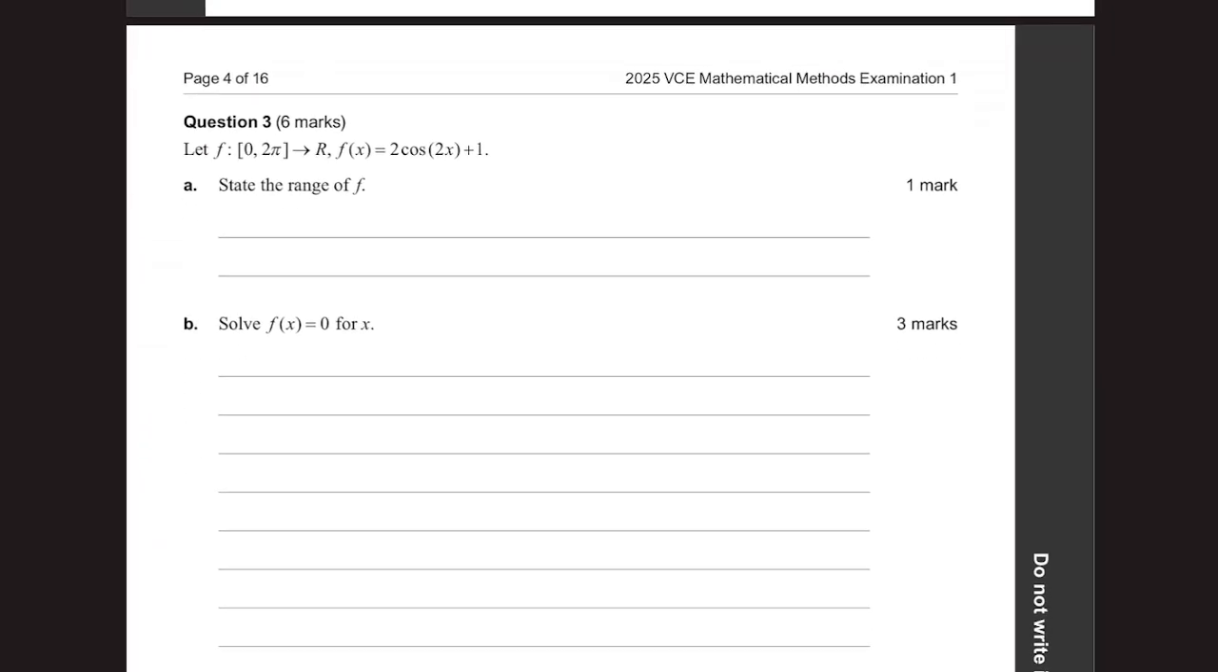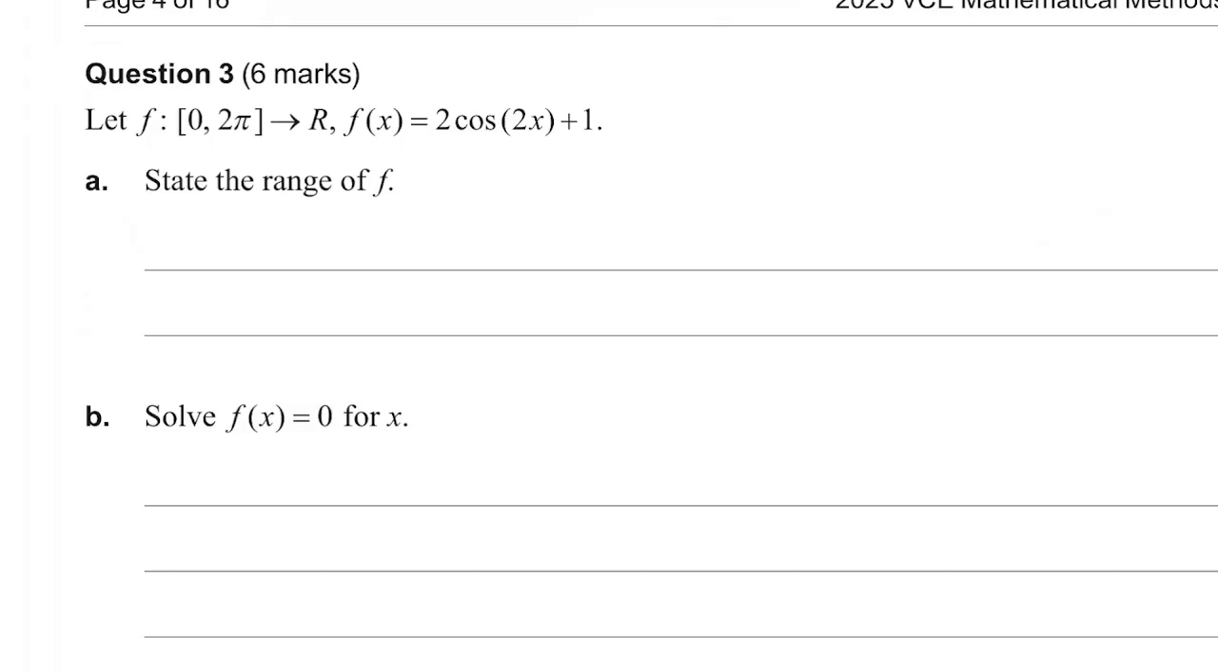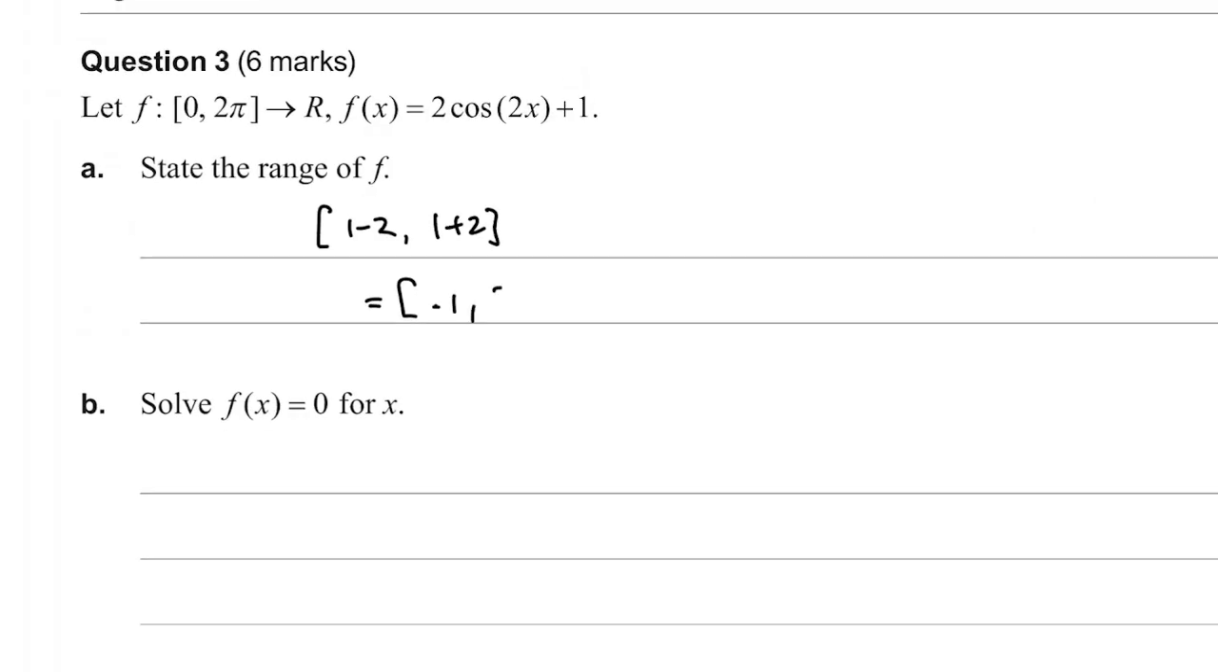Let's keep moving. Okay, so state the range of f. This is just a circular function. So we know that it's going to be revolving around the translation, which is 1 unit up, and it's going to be going up and down by the amplitude, which is 2. So the range is going to be 1 minus 2 to 1 plus 2, which will be equal to minus 1 and 3. From there, solve f of x equals 0.